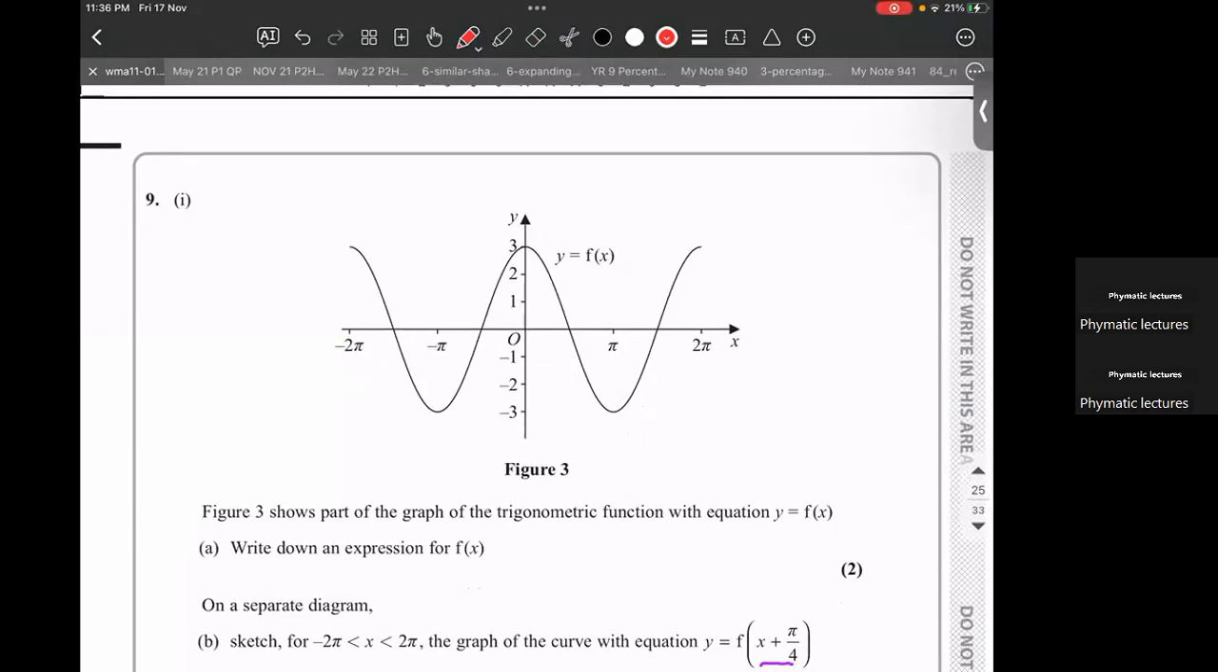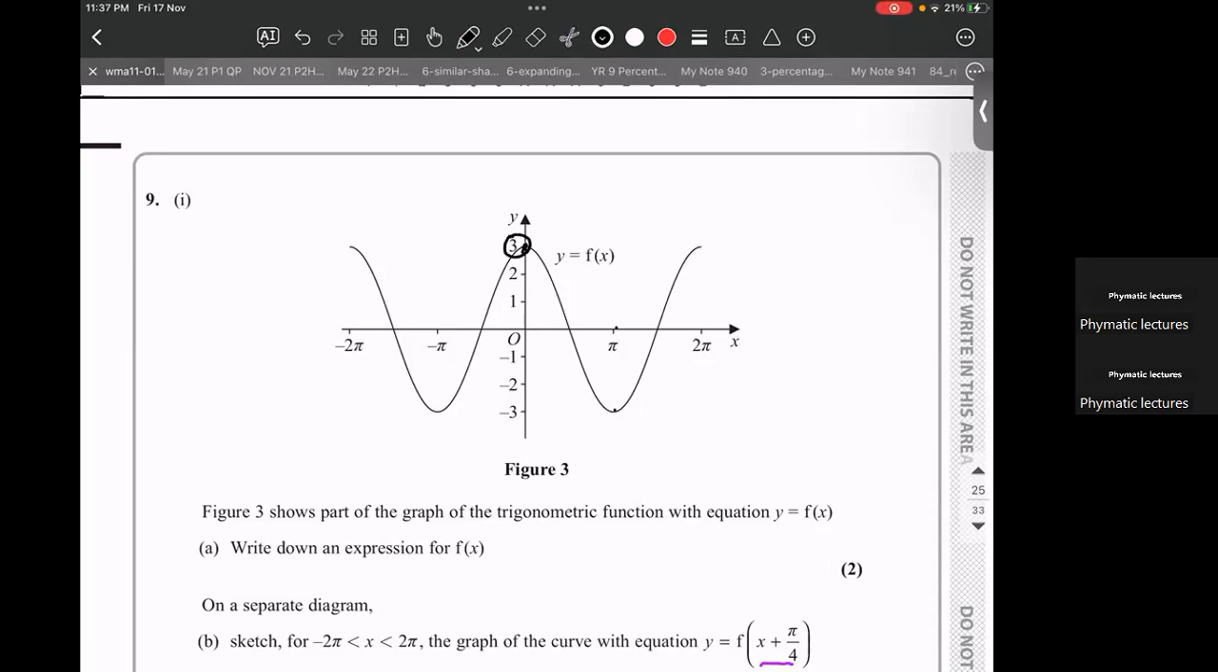You see the trend of this graph. It is a cos graph. Why is it a cos graph? When x is equal to 0, it has a maximum. When x is 180 degrees or pi radians, it has a minimum. And we know that for a usual cos x graph, the maximum value is 1 and the minimum value is negative 1. But here you can see it is 3 and minus 3.